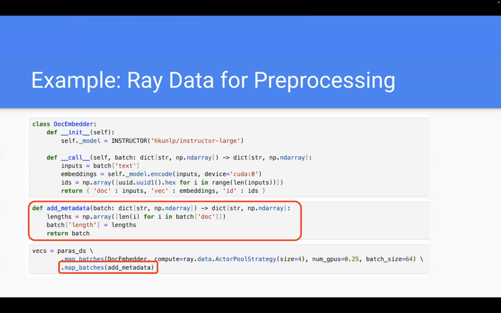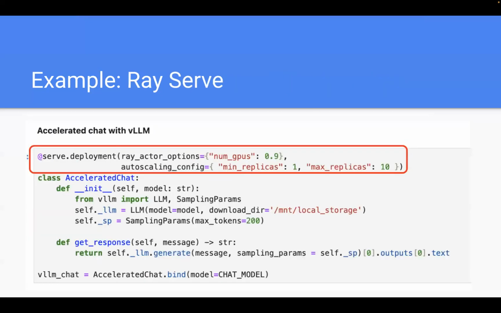So maybe the add metadata operation, which doesn't require a GPU, can happen on a CPU or a CPU-only node even at the same time that some other batch is in GPU doing something else. So this is a way that we can make it simpler for Ray to optimize our whole pipeline.